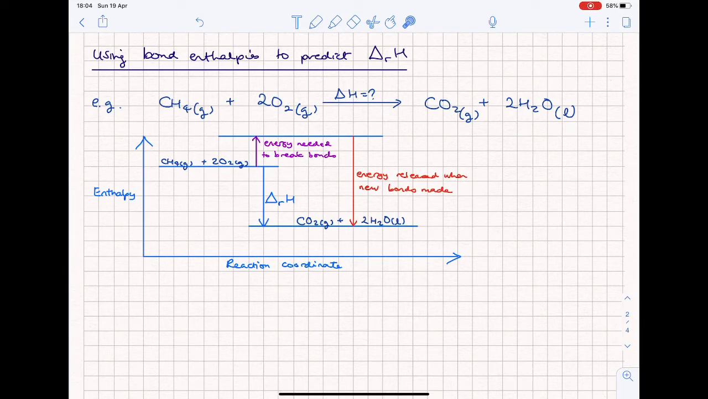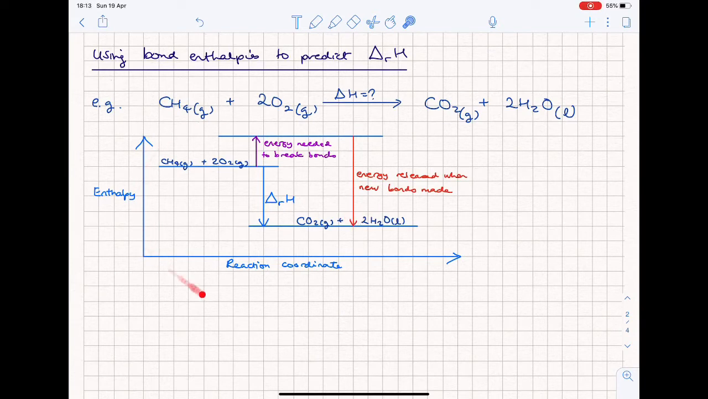And in the case of an exothermic reaction, the reactants will have higher stored energy than the products. To convert the reactants to products, we break the bonds in the reactants and put energy in to break the bonds, which will then form the intermediate or activated complex. And then new bonds are formed to form the products, and energy is released when new bonds are formed.